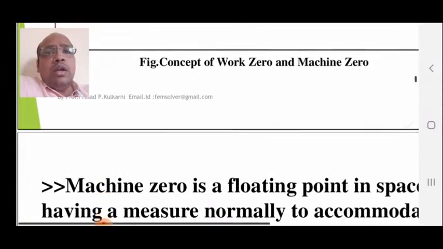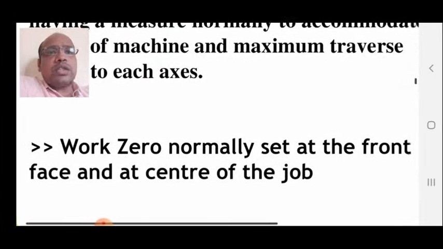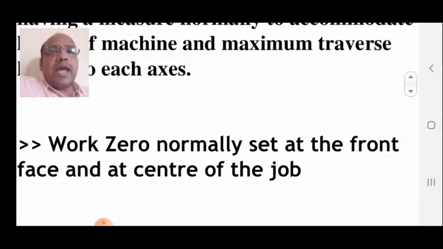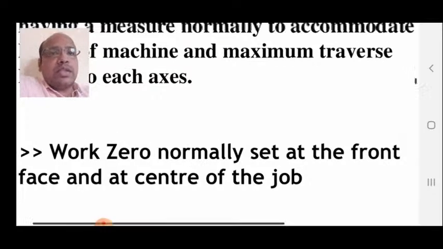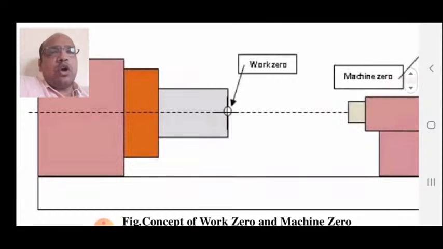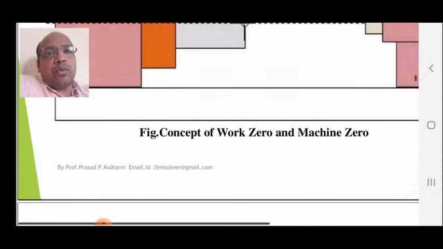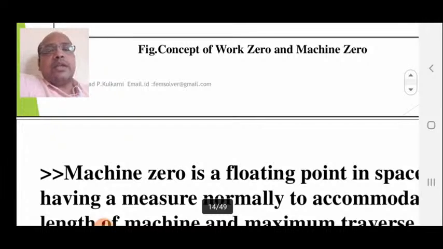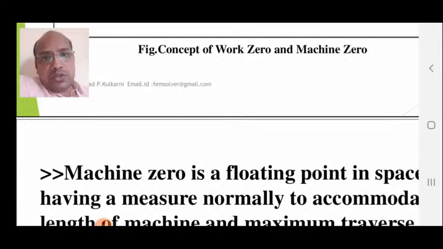But if you see work 0, it is normally set at the front face and at the center of the job. So you can see this diagram. Work 0 is normally set at the front face and center of the workpiece. So while writing a part program, in a CNC machine we take an offset, and this offset is taken with respect to work 0 and we write a part program.